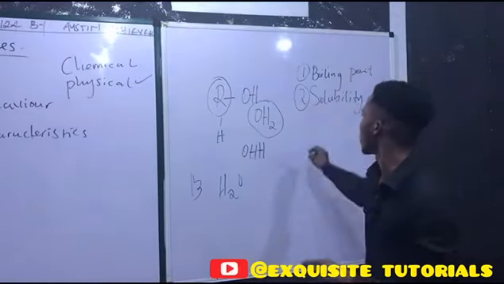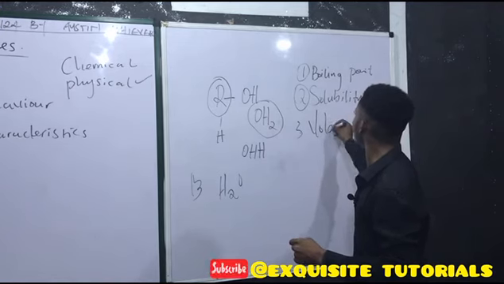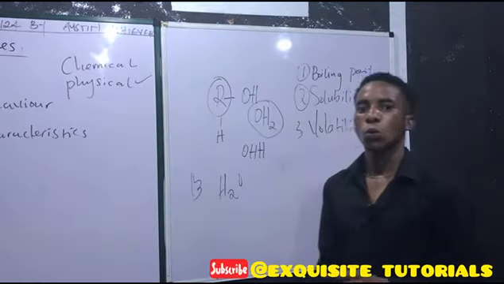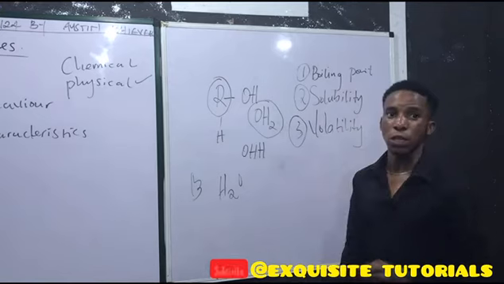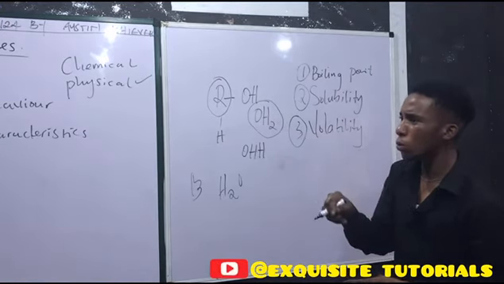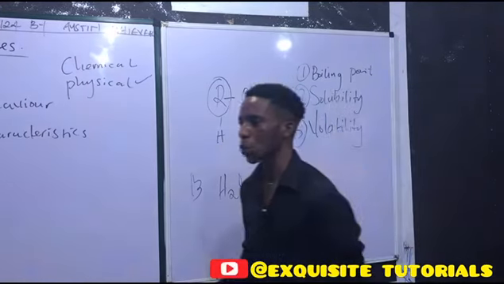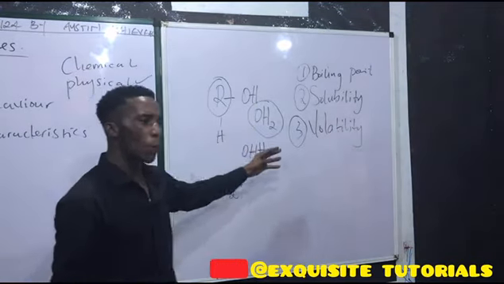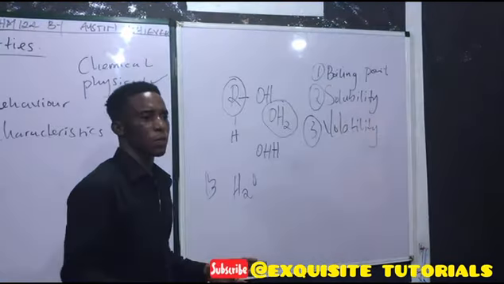volatility. What is volatility? The ability or the rate at which a compound evaporates at a specific temperature. Do not forget that evaporation takes place at a specific temperature. Now, volatility, the ability of a compound, organic compound specifically, to evaporate at a specific temperature.